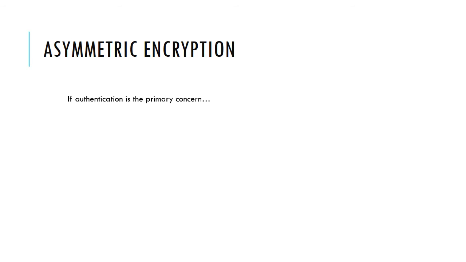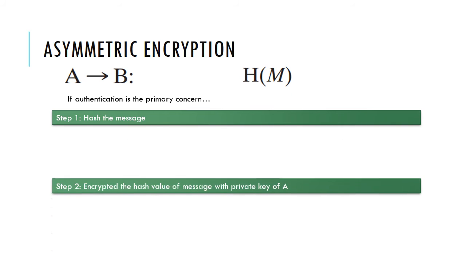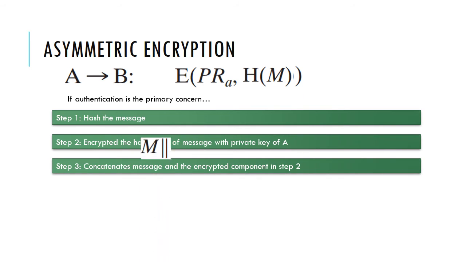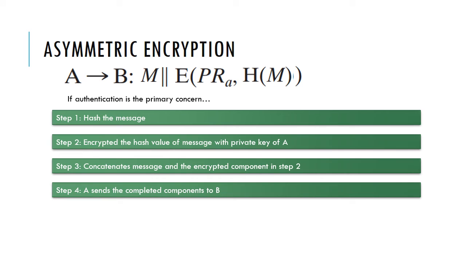Besides that, Alice can also use another asymmetric encryption if she is still concerned about authentication. In asymmetric encryption, before Alice sends to Bob, Alice will first hash the message. After hashing, Alice will encrypt the value E of the hash message with Alice's private key. Then Alice will concatenate the message together with the encrypted component that we did in step 2. Once everything is done, Alice will send the encrypted component to Bob.